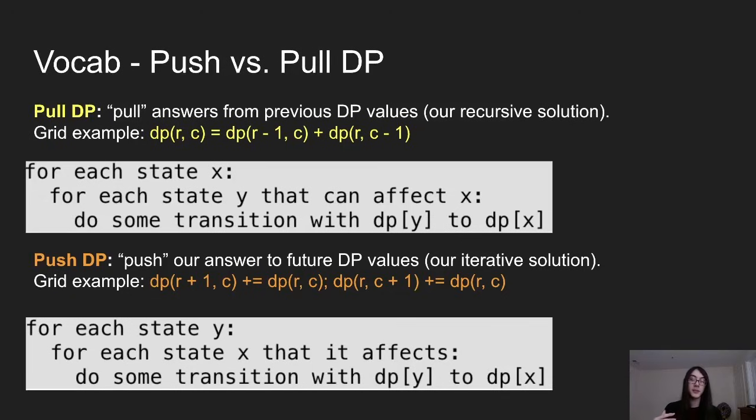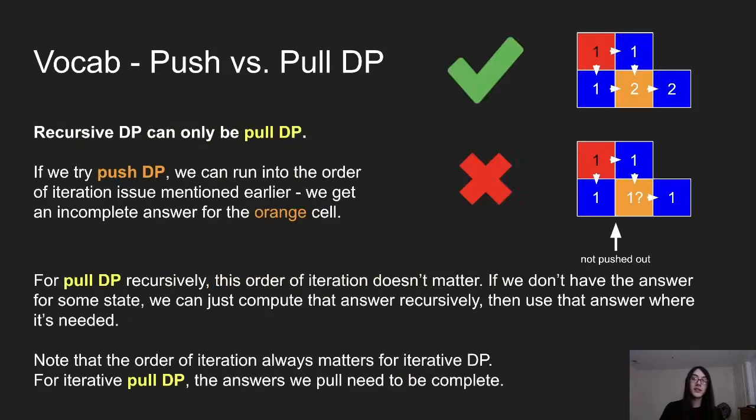This personally feels more confusing to me, but it does allow for the usage of recursive formulas, so it can also be useful. And since I just mentioned it, recursive DP can only be pull DP. Because think about trying to use push DP on our grid problem recursively. If I push the starting cell to the cell on the right, and then visit that cell, then maybe I'll visit the orange cell next, because that's how recursive DFS would work. But that orange cell doesn't have the answer from its left, so we'll think it only has one path, which is wrong.